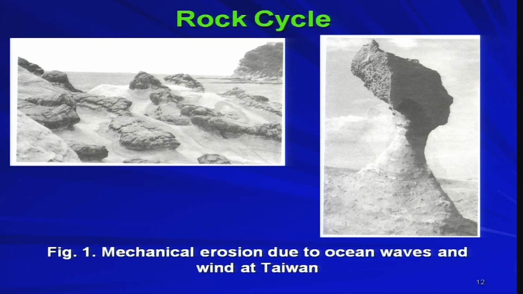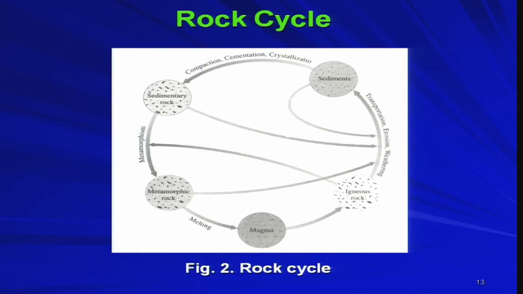So, as I told you, the mechanical weathering process will disintegrate the rock, and this disintegration may happen due to ocean waves, wind, rainfall, or any kind of mechanical agents. Now, coming to the actual rock cycle.